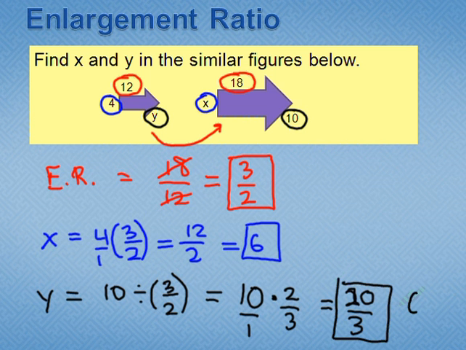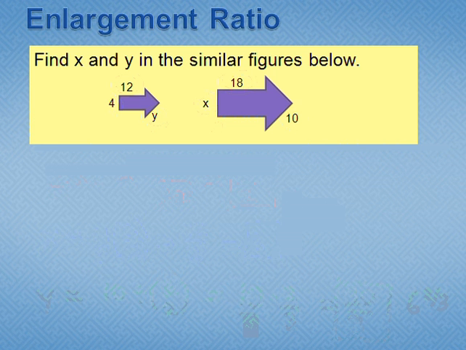If you want to write it that way, that's fine. 6 2/3, not a problem. But 20/3 is sufficient for me. So there's our x and there's our y value without using a calculator. Next up, we're going to do the same problem but using proportions.